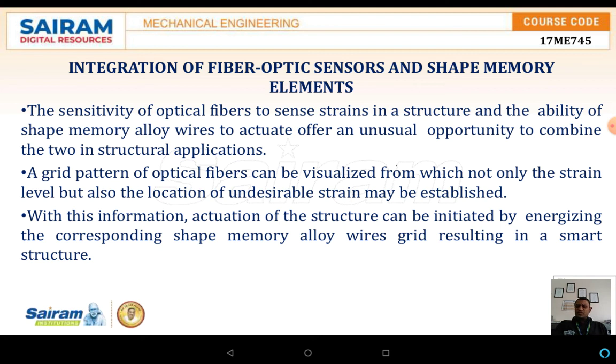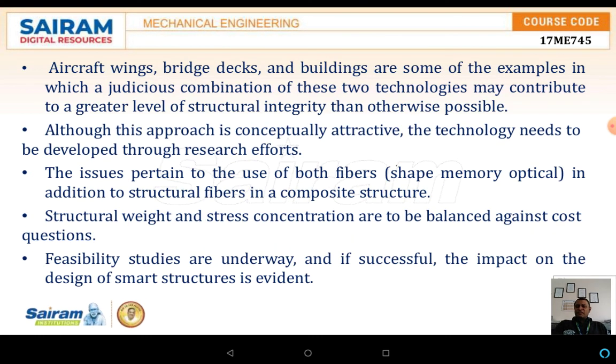With this information, the actuation of the structures can be initiated by engineering the corresponding shape memory alloy wire grids, resulting in smart structures. Aircraft wings, bridges, or buildings are some of the examples in which the judicious combination of the two technologies contributes to a greater level of structural integrity than otherwise is possible.